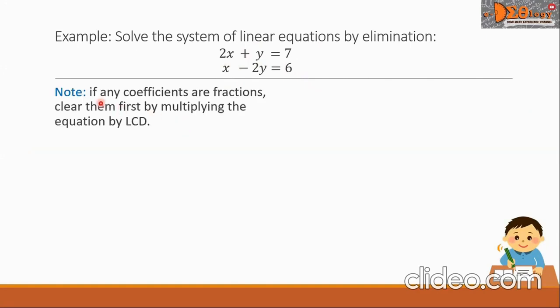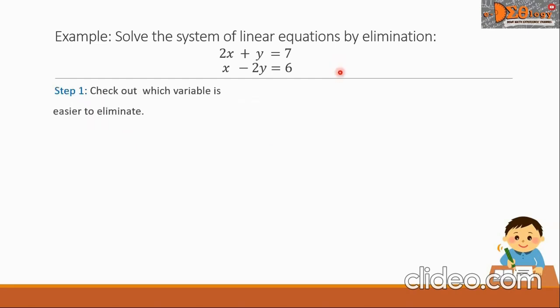There is a note that if any coefficients are fractions, clear them first by multiplying the equation by the LCD, or the least common denominator. But in our example here, there is no fraction. So let us proceed with step 1. Check out which variable is easier to eliminate. We have the variable x respectively for the two equations and the variable y for the two equations respectively.